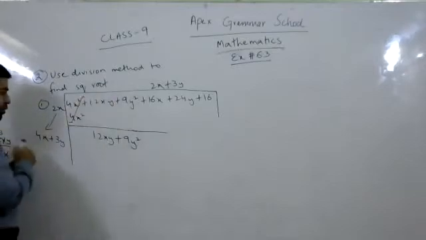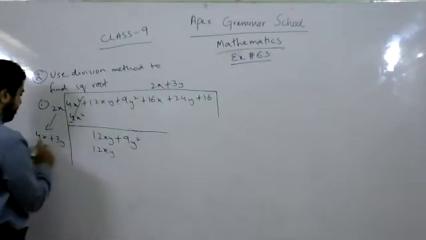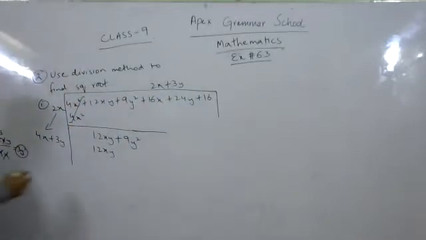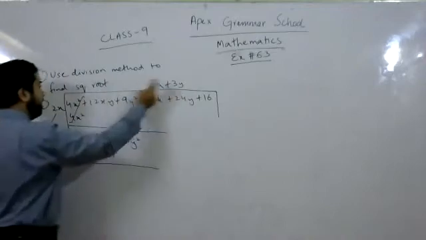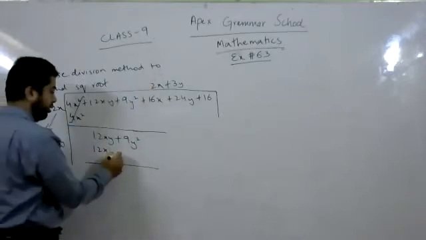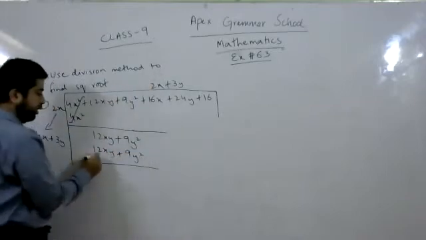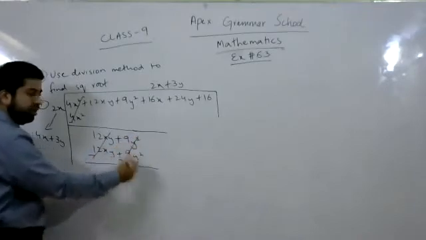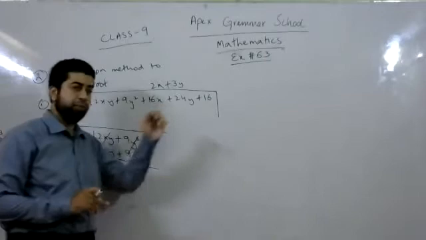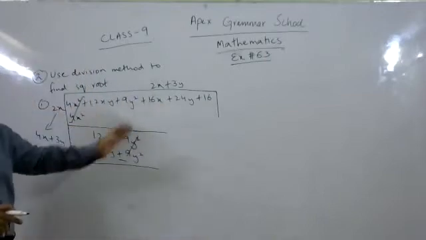4 times 3 is 12, x and y. 3y multiplied by 4x means 12xy. After that, this 3y multiplied by this 3y is 9y square, 3 times 3 is 9y square. Change the signs, cancel this one and cancel this one. Now these items are totally cancelled.